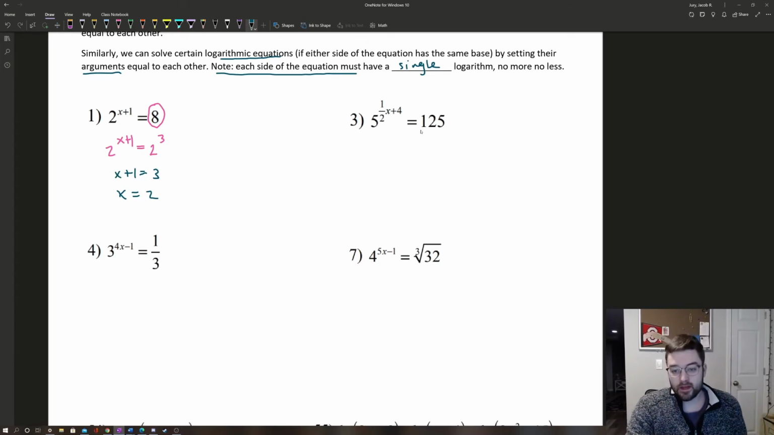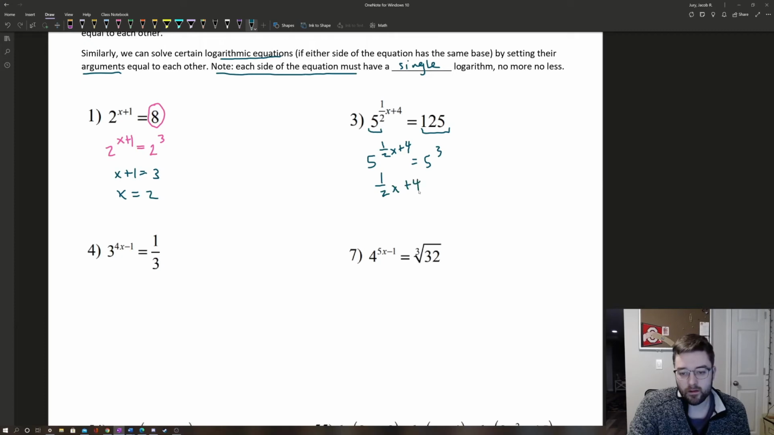Now, it's great that we've got a prime base, so we don't have to do anything to this base, but we do have to manipulate 125 so it looks like 5 to the power of something. So this is 5 cubed and 5 to the 1/2 x plus 4. And now that we've got this relationship, 1/2 x plus 4 is equal to 3, and -1 is equal to 1/2 x, so x equals -2. Great.